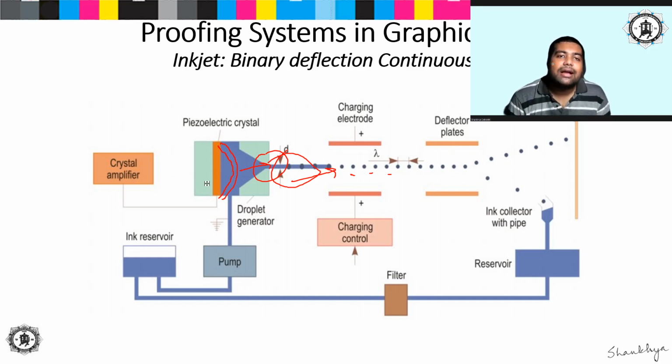In order to guide the droplets, they are charged electrostatically with electrodes placed in the area of the droplet generation. So this is basically the charging electrode. These are basically your charging electrodes, which are applying some electrostatic charge onto the droplets. Why are they applying this charge?